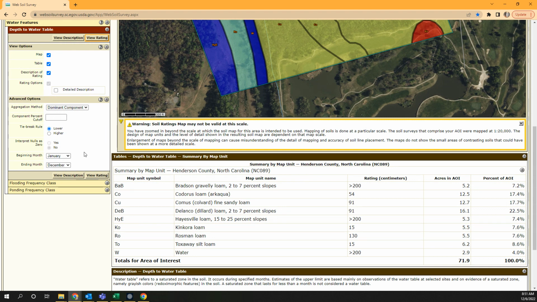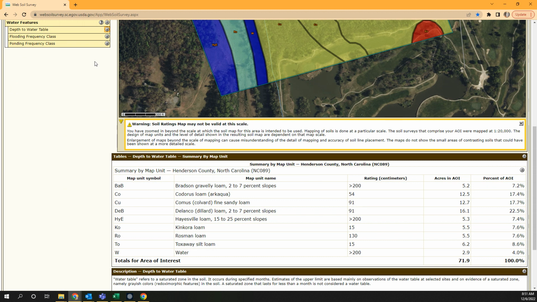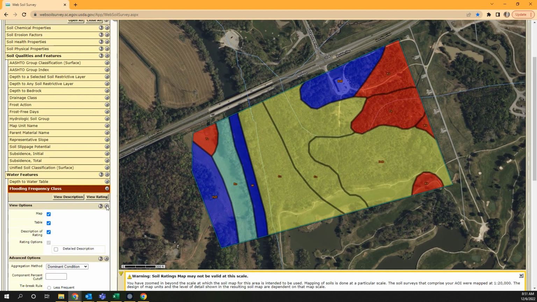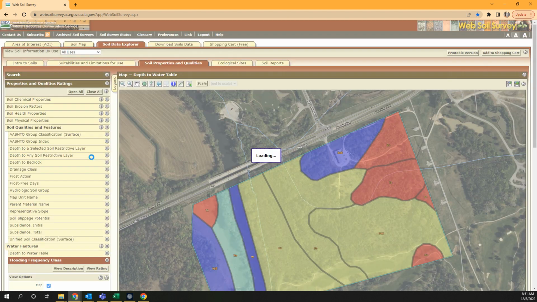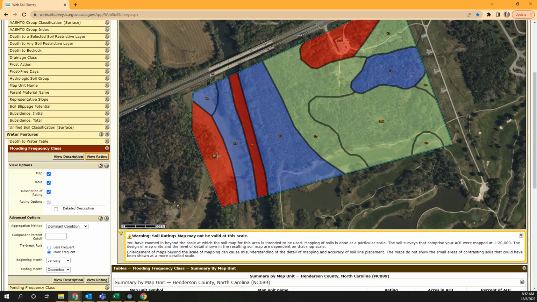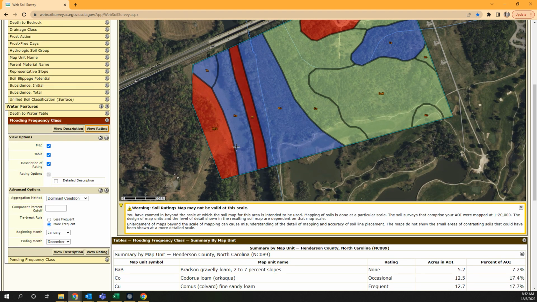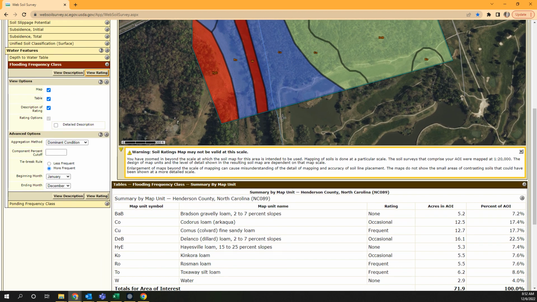So the next thing you want to look at is our flooding frequency and our ponding frequency. And so these are going to be very similar. When we look at our ratings for these, our flooding frequency is just how often you can expect this area to flood. So typically, if we're next to a stream of any sort, those are going to have higher ratings than areas that are upland. And that's what we're seeing here.